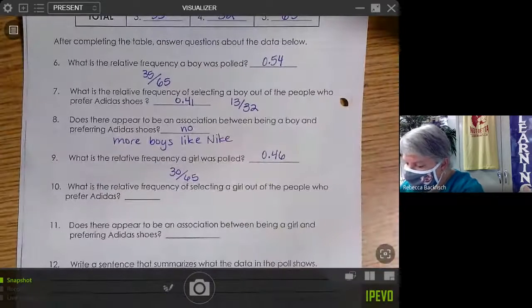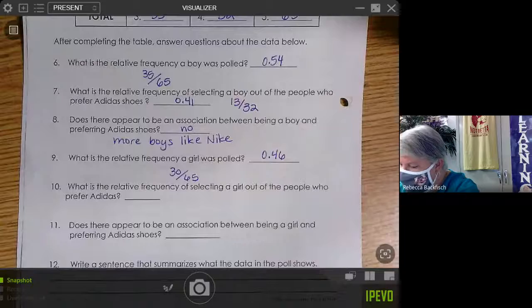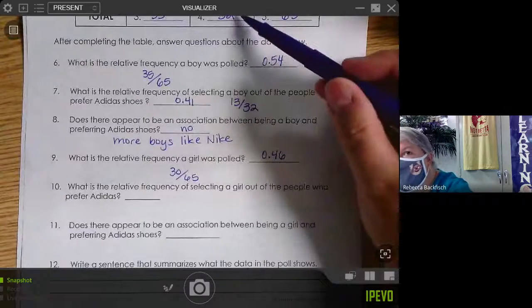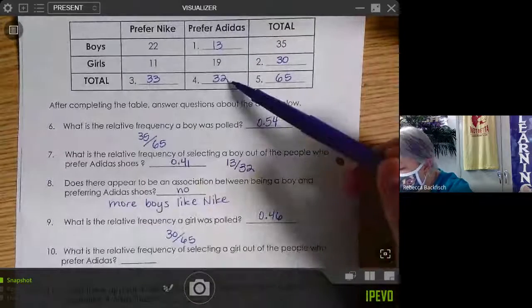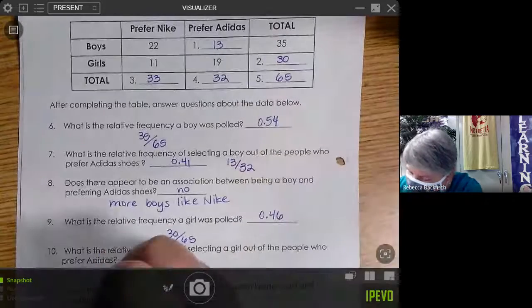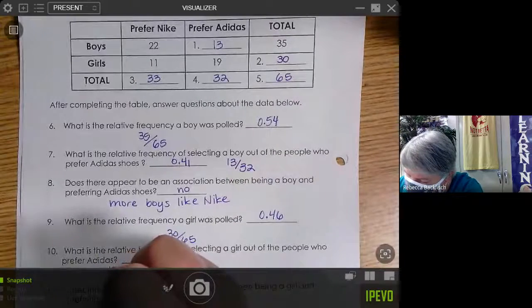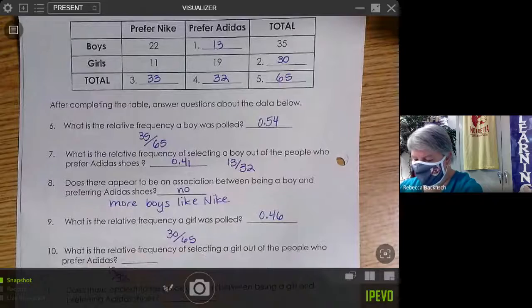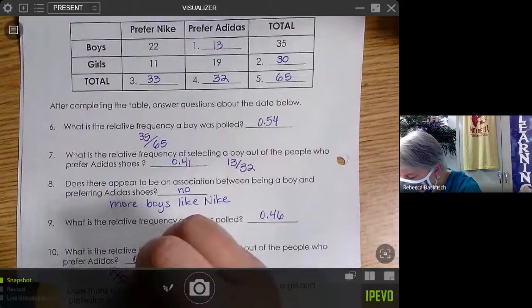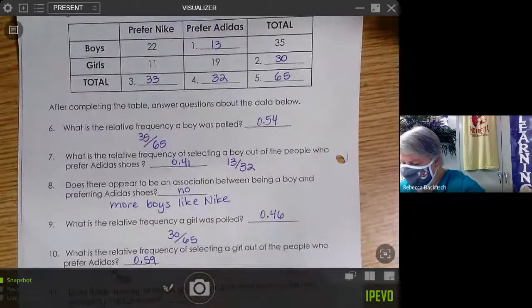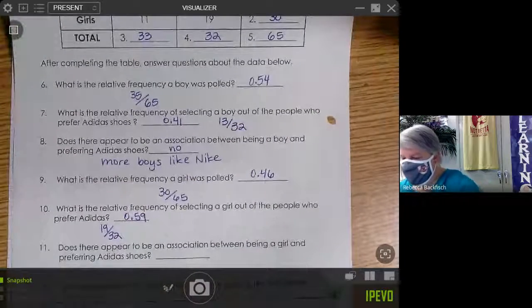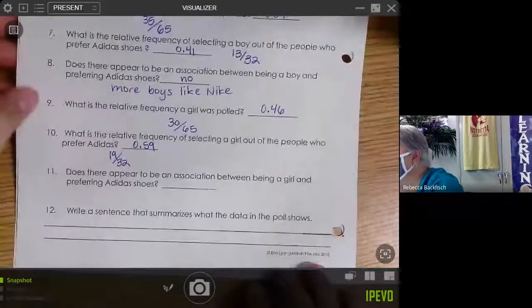What is the relative frequency of selecting a girl out of the people who prefer Adidas? So people who prefer Adidas, remember those 32. A girl is 19, so 19 out of 32. And that's, I'm sorry, 0.59. I said 0.4, didn't I?